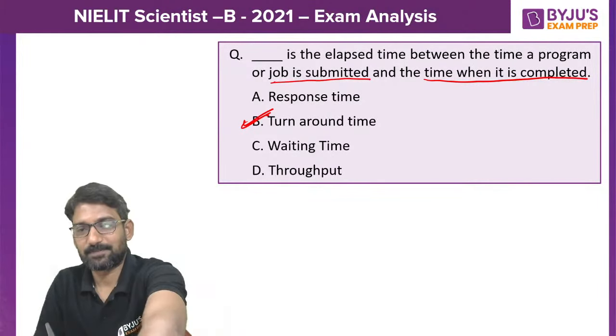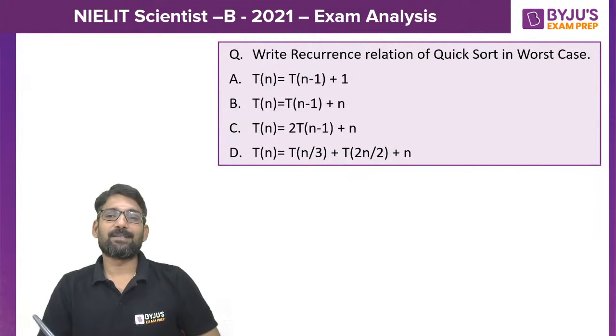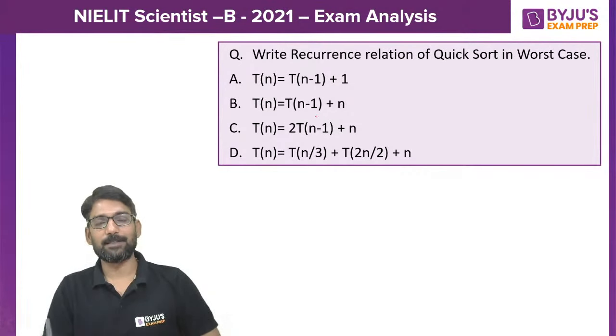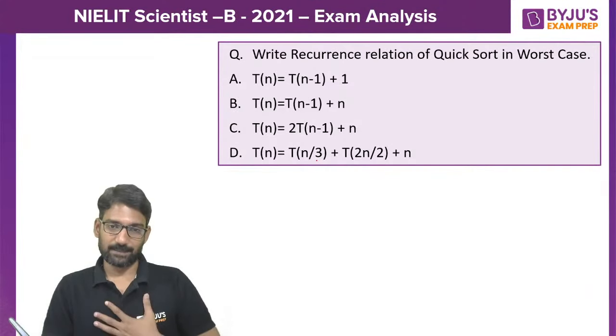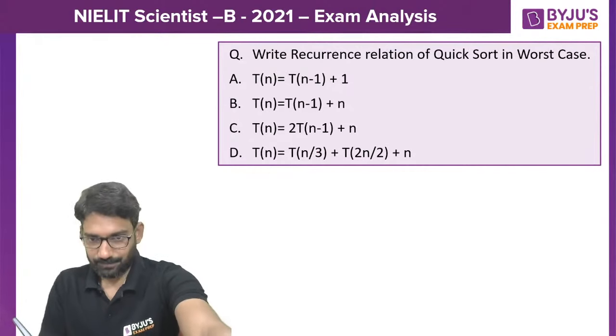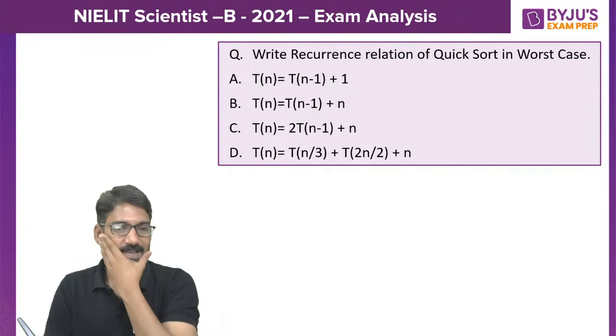Next. Write the recurrence relation of quicksort in the worst case. T of n equals T of n minus 1 plus n, or 2T of n minus 1 plus n, or T of n by 3 plus T of 2n by 3 plus n. What is the time complexity of quicksort in the worst case? O of n square. N square. Ashmita.